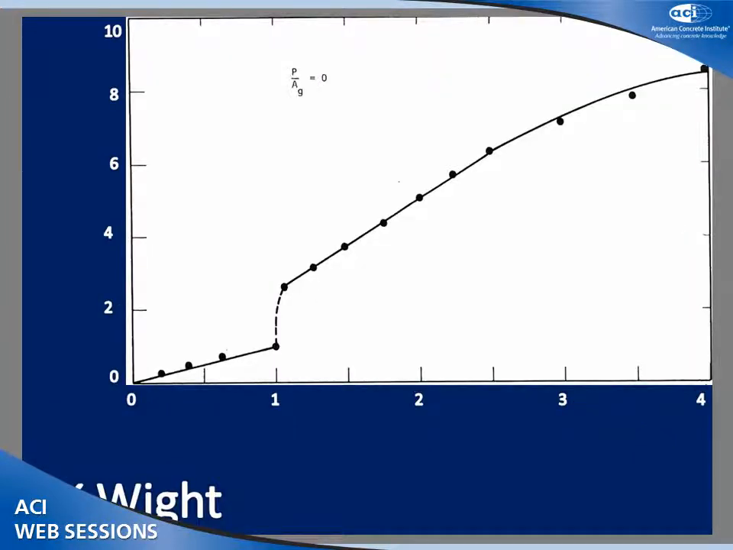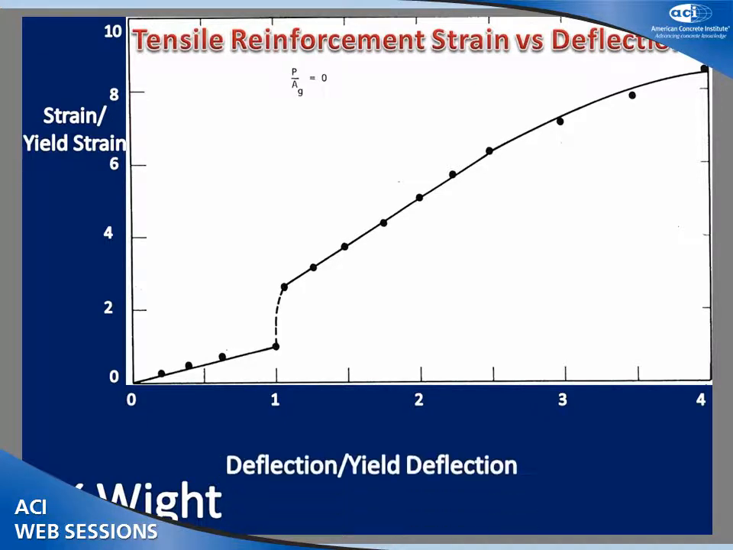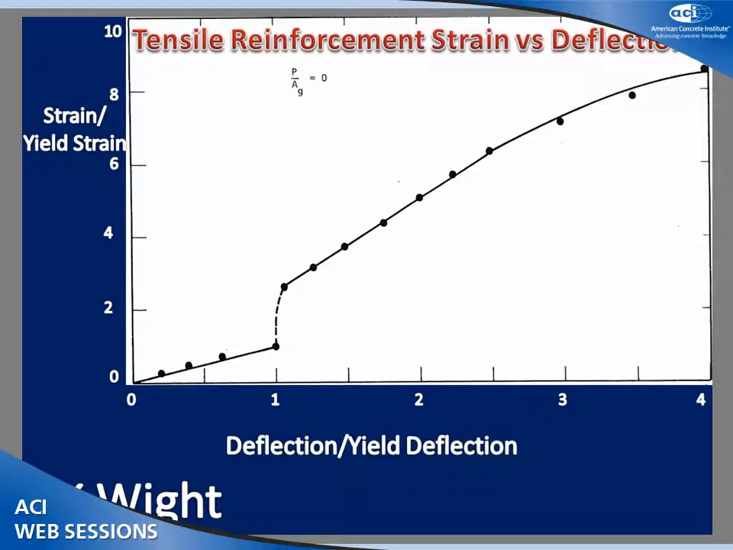And I regret very much that this hasn't been recognized by the profession. He plotted the tensile reinforcement strain versus deflection. The strain plotted as a function of the yield strain in the vertical axis, and deflection plotted as a ratio of the yield deflection in the horizontal axis.